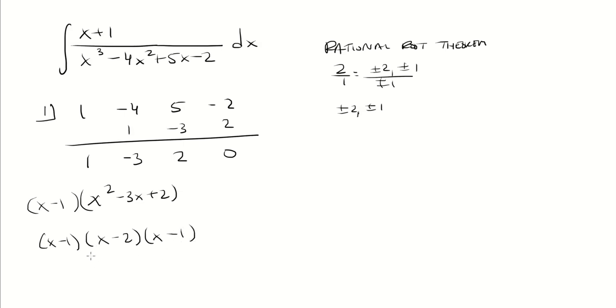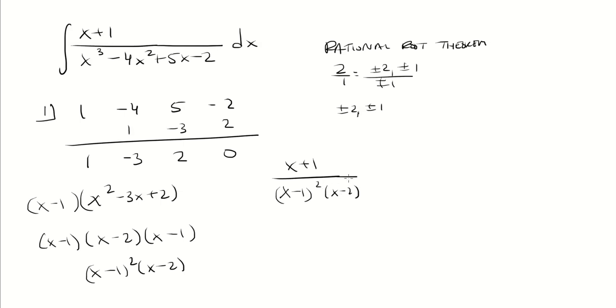So I can rewrite this as just x minus 1 squared times x minus 2, since there are 2 factors of x minus 1. So then I can write this whole thing. So x plus 1 over x cubed minus 4x squared plus 5x minus 2 is the same thing as x plus 1 over x minus 1 squared times x minus 2.